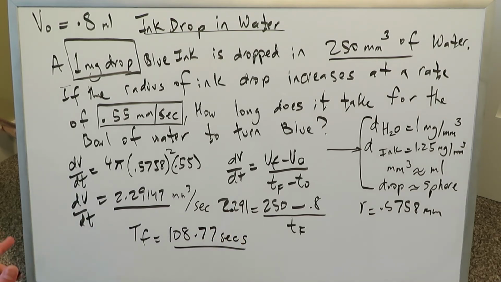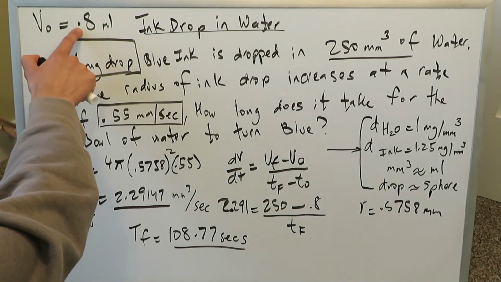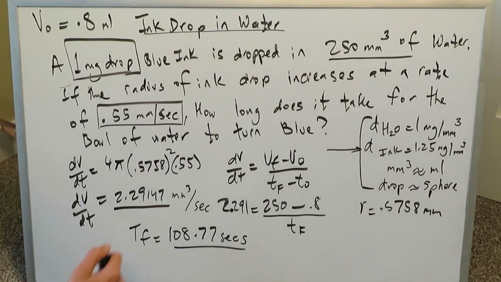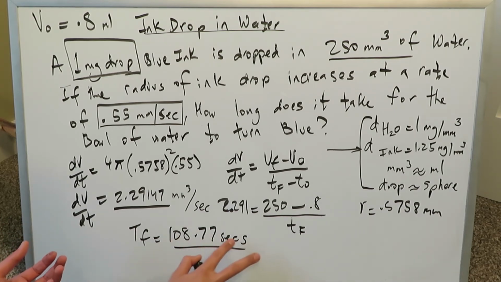You can call it diffusion, though I hesitate to use the word diffusion, but for this procedure to take place such that the blue ink from the single drop, it will expand from 0.8 ml in all directions to fill the 250 millimeter cubed volume capacity of that bowl of water, and it will color it in this period of time.